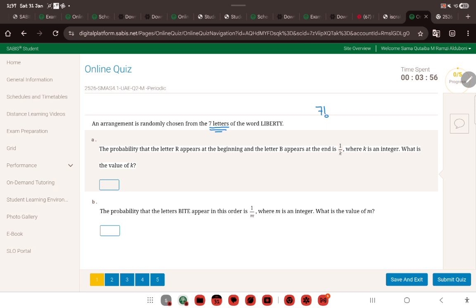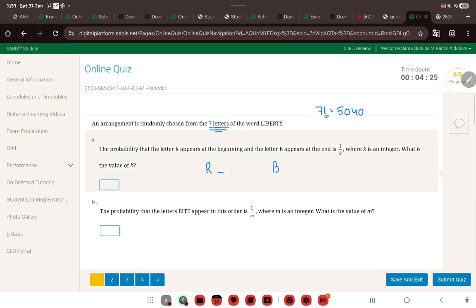First of all, we need to find the total arrangements. So we do 7 factorial divided by, are there any repeating letters? No. So we just simply do 7 factorial. And so we get the answer of 7 factorial on the calculator. We get 5040. So they want the probability that R appears at the beginning and B appears at the end.